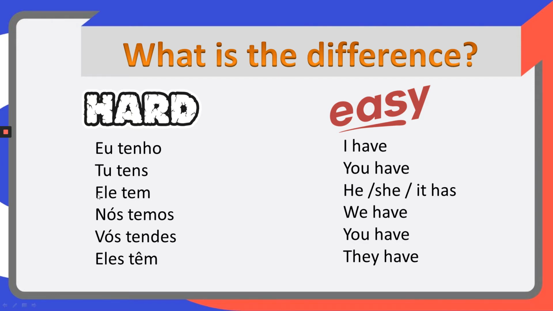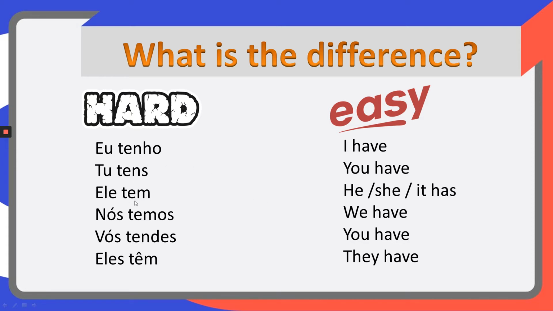Eu tenho, tu tens, ele tem, nós temos, vós tendes, eles têm. I mean, this is completely different. Like each word is different. I mean, vós tendes. I never heard vós tendes here in Brazil. Never. I've been here for 6 years. I came here in March 2013, almost 7 years. No, more than 7 years. Never heard this anywhere.